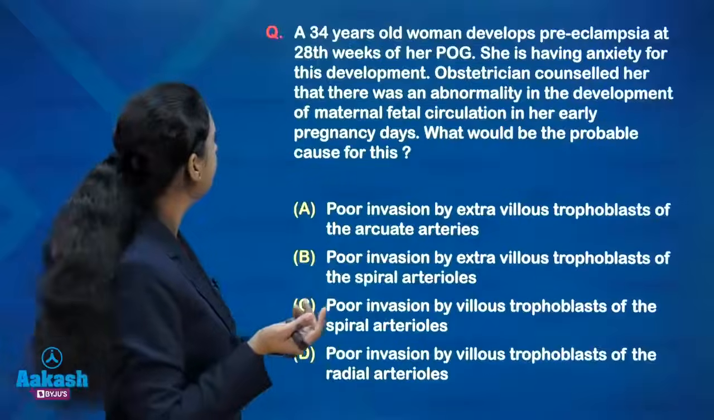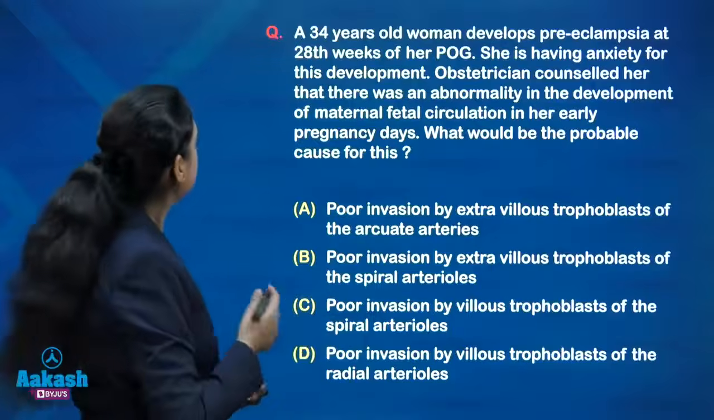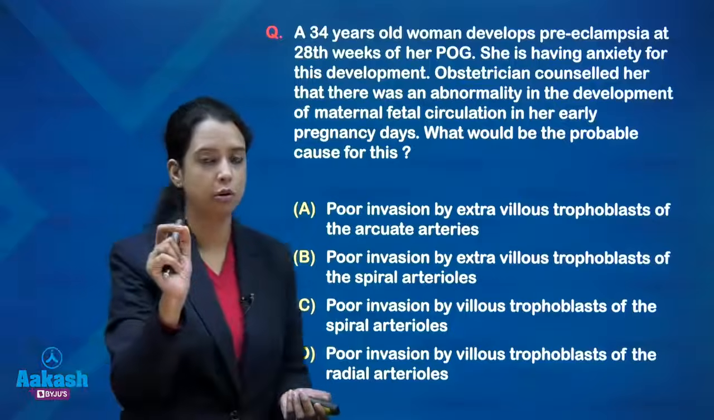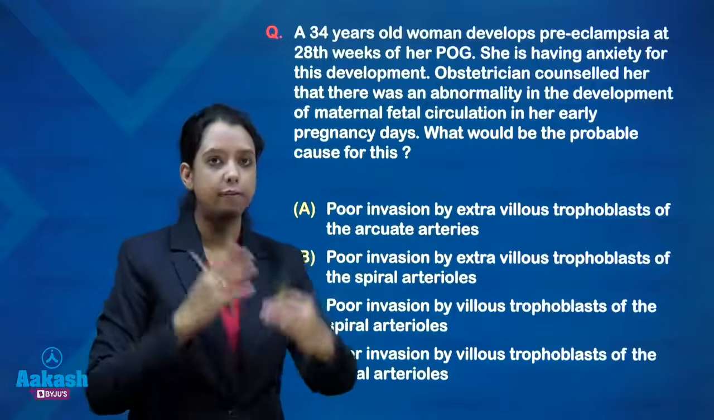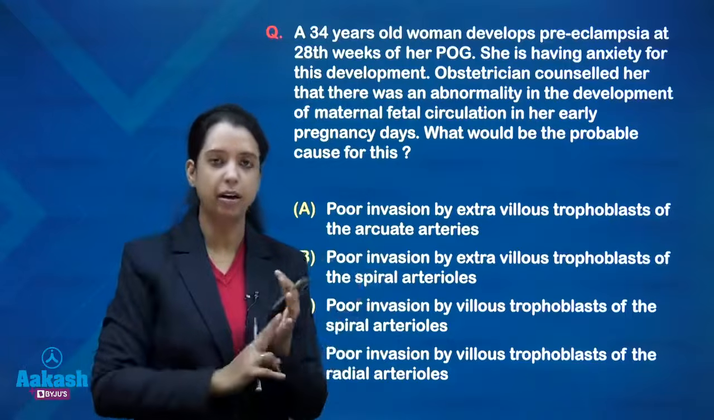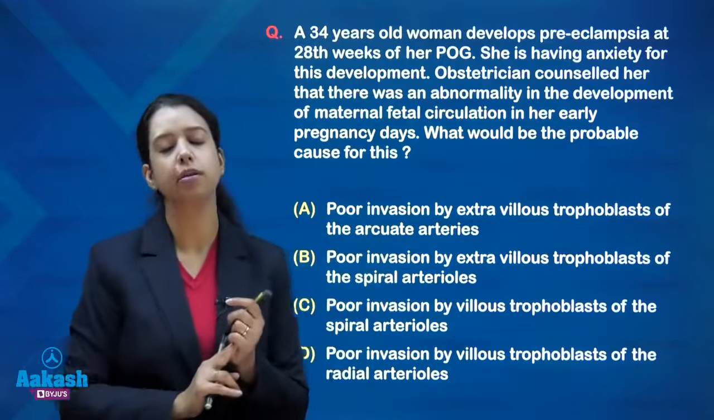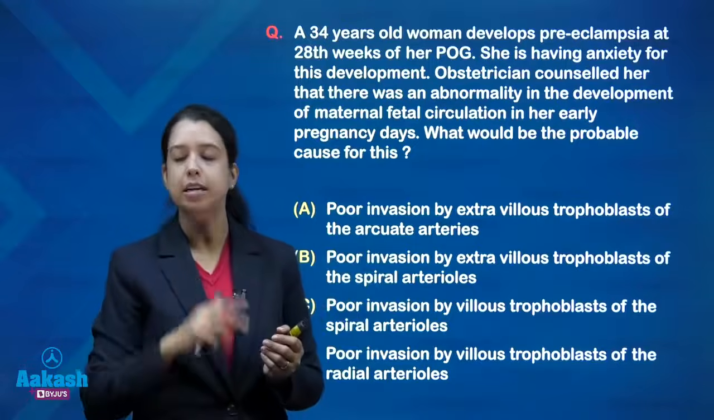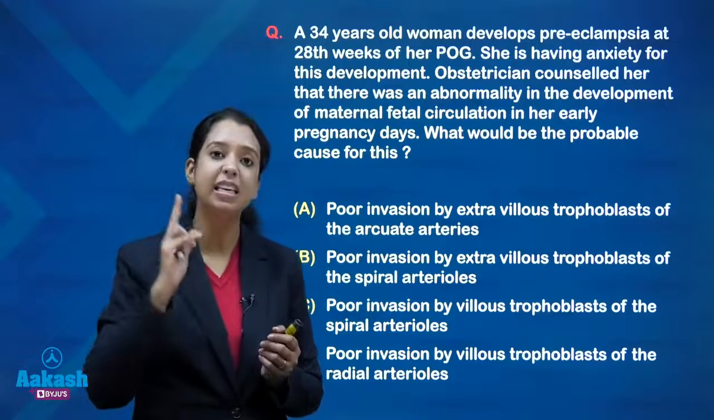Okay. Next question. A 34-year-old woman develops preeclampsia at the 28th week. One thing I want to tell you: if you don't have time and you want to cover the chapter of medical complications, 2 medical complications you have to revise, you cannot go without them, are hypertensive disorders and liver disorders. Questions are repeatedly asked from these 2 topics.